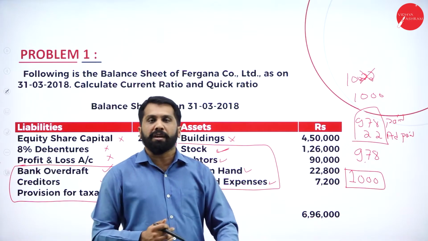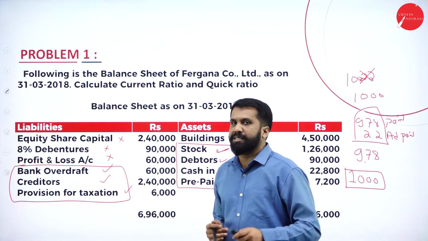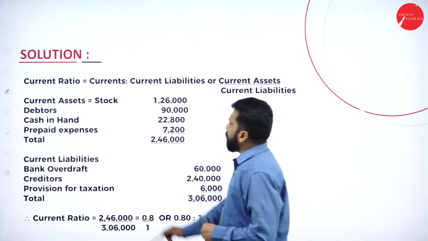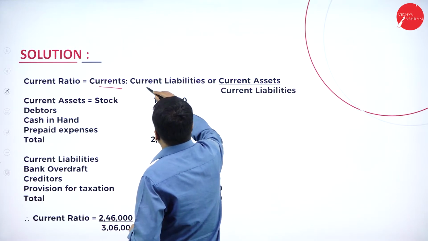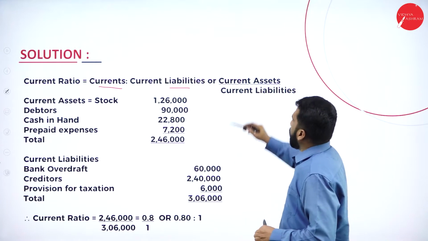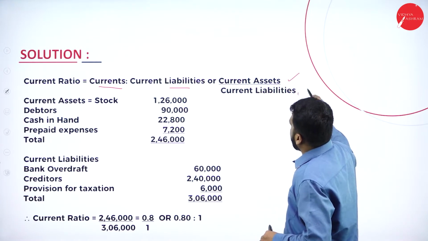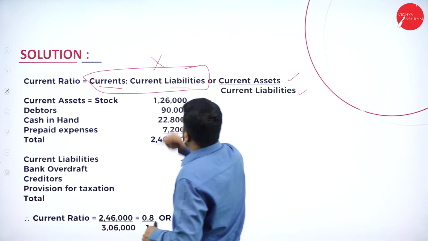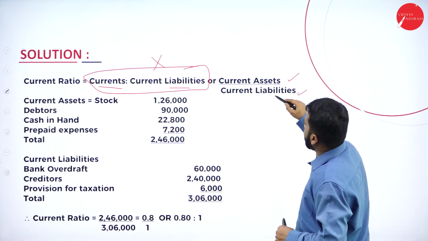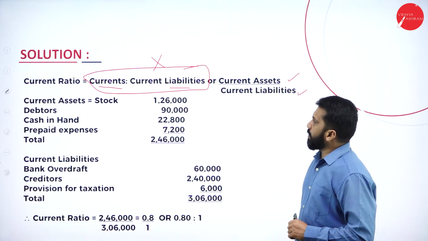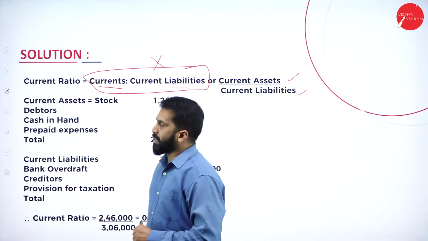How to do your current ratio as well as your quick ratio. Now, current ratio is equal to current asset divided by current liability. Don't go for that other formula, it is not required. Directly you can go for current asset divided by current liability. Under this, what is your current asset?